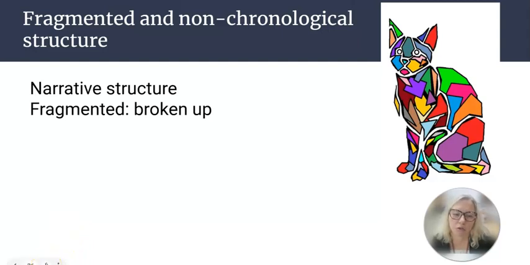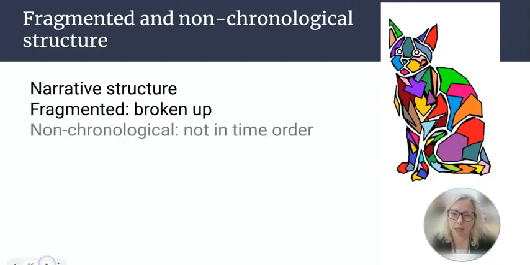Things aren't told all together. All of the details in a story are not told from beginning to end altogether. They're just broken up a lot. They're also not necessarily in time order. So the chapters themselves are non-chronological. They don't follow time order from beginning to end. And then sometimes within the chapters, there are also things that are a bit out of order.